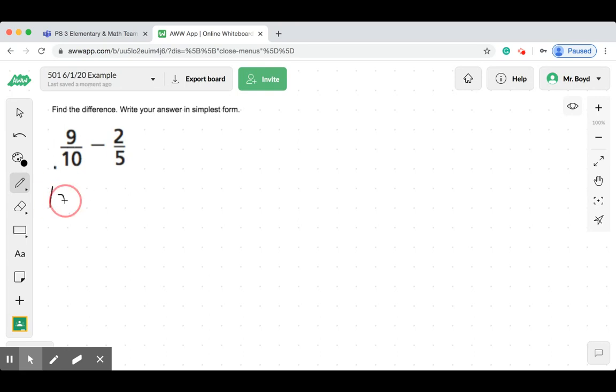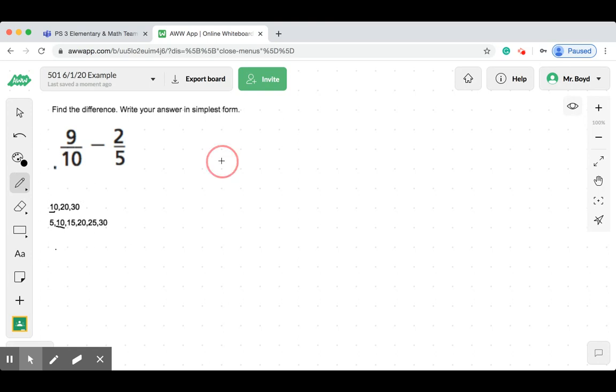So I'll have 10, 20, 30, and then for 5 it'd be 5, 10, 15, 20, 25, 30. So now I see they have 10, they have 20, and they have 30 in common. We are going to use 10 because it is the lowest common denominator. You could use 20 or 30 as well, but we want to use the lowest one.